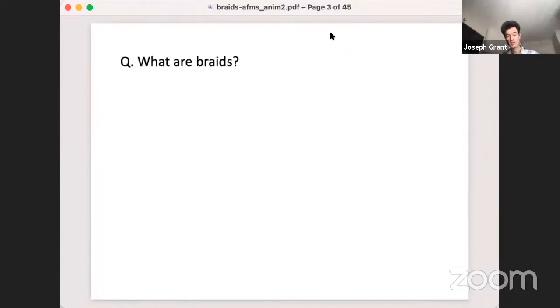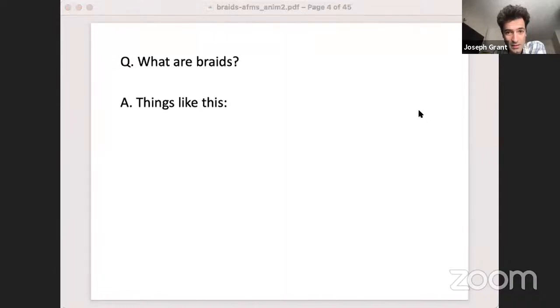I want to, at least for some parts, use a question and answer style to try and explain some of this maths. I want to ask, what are braids? I don't want to give a rigorous definition, but I want to draw a picture. I can't see how to annotate, so maybe I'm going to open another file which I prepared and was going to share.